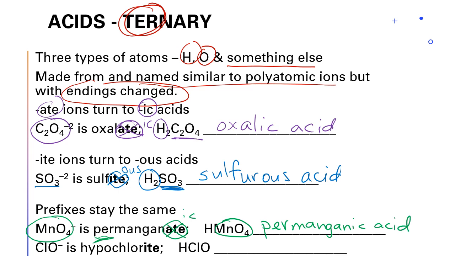And our last one, I see ClO, that's hypochlorite. I only need the ite part of it to change to ous, so hypochlorous acid. All right, so there are my acids.